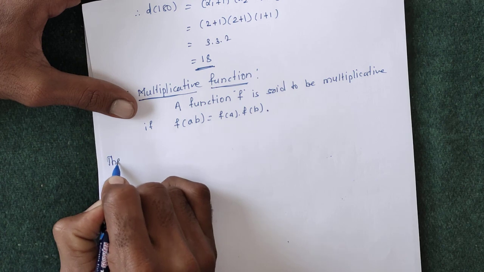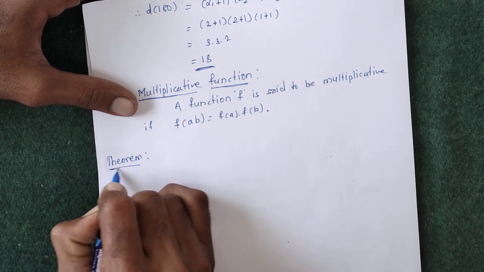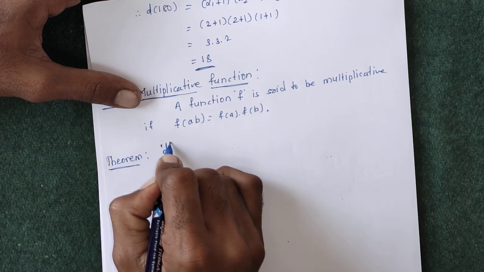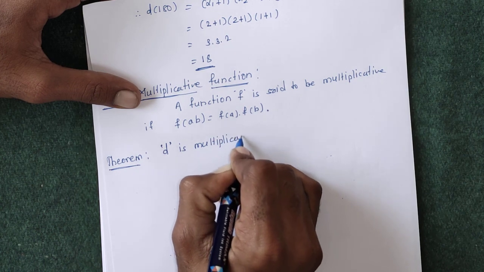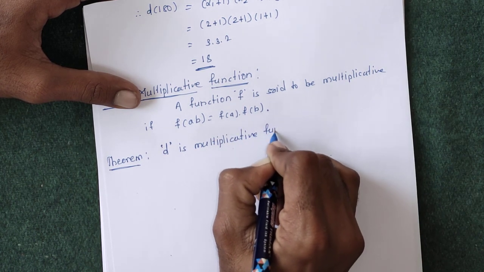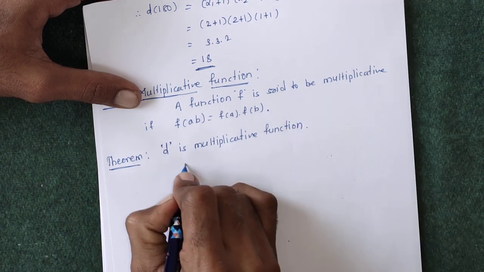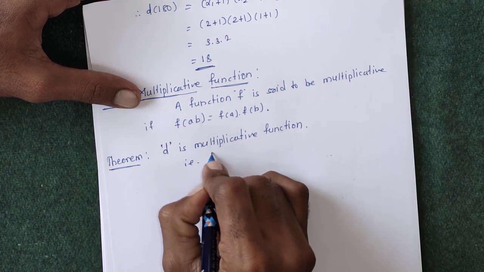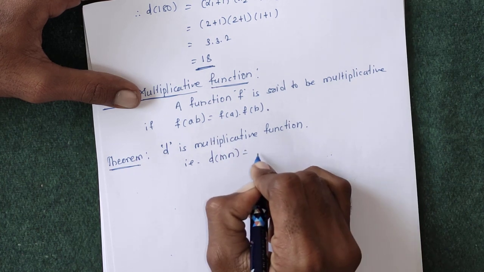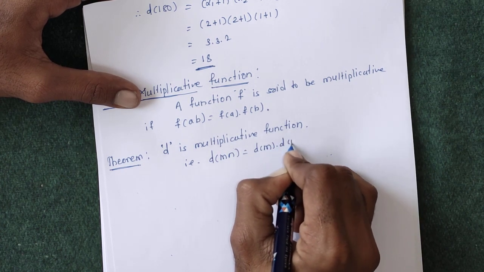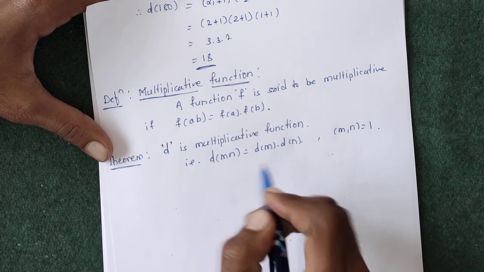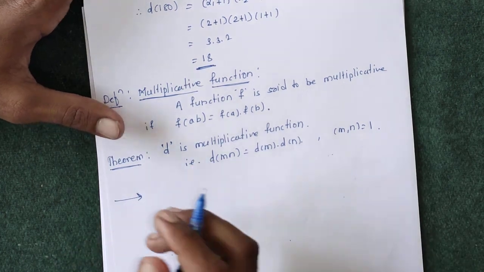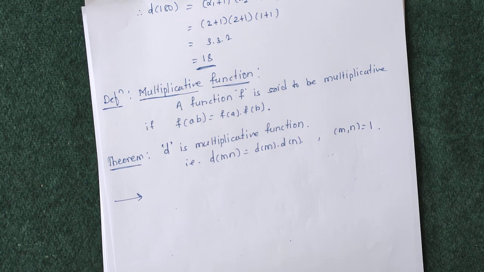The next theorem is: d is a multiplicative function, that is, the arithmetic function d is a multiplicative function. So d of mn is equal to d of m into d of n, where GCD of m and n is equal to 1. Now to prove that d is a multiplicative function, d means the number of all positive divisors of some number n.